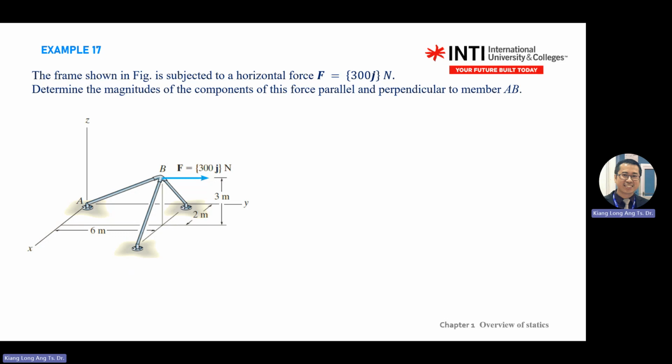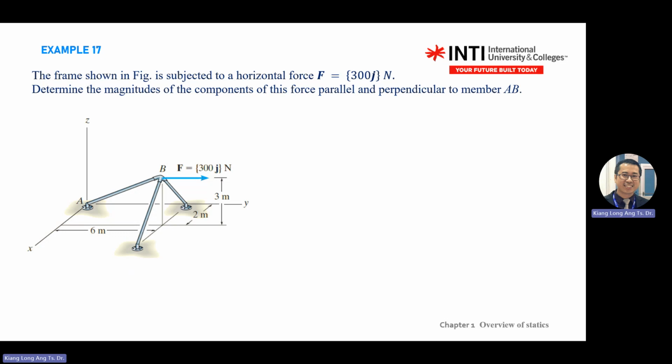So here you have a lot of members there. In the final, we will try to confuse you by putting A, B, C, D in the diagram. And if you don't read carefully, you will go and do another member. The question asks you to focus on member AB.